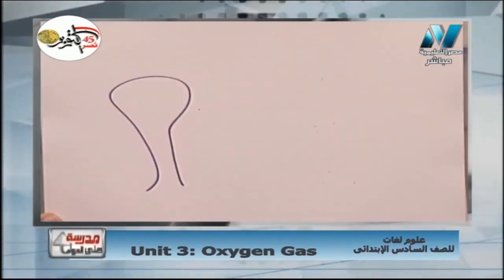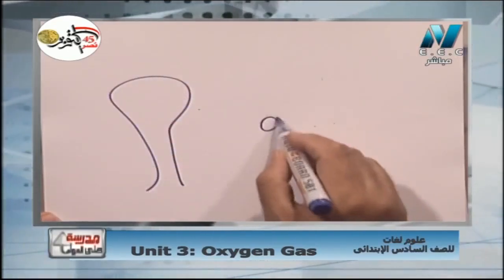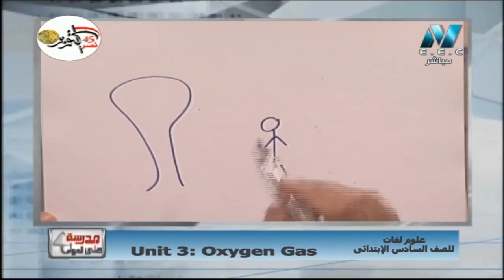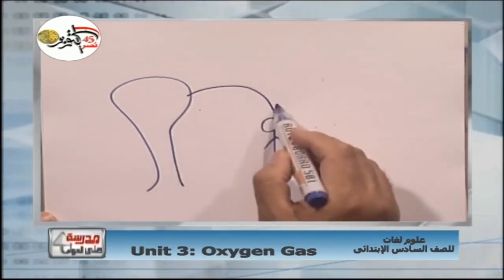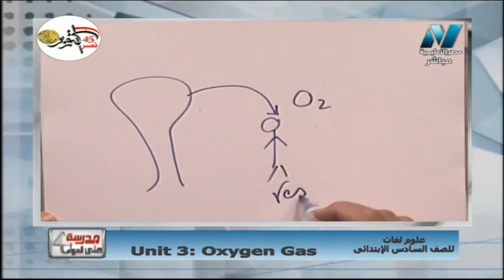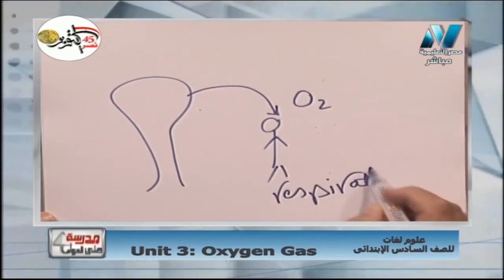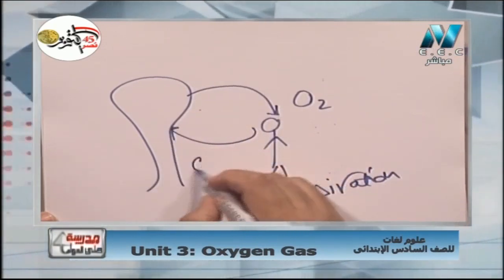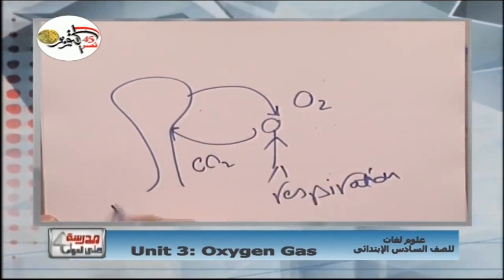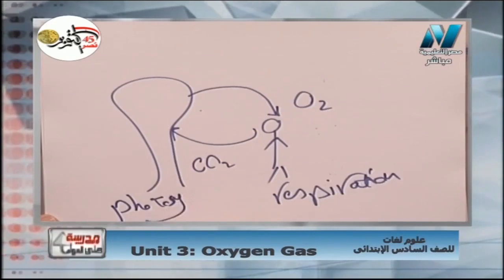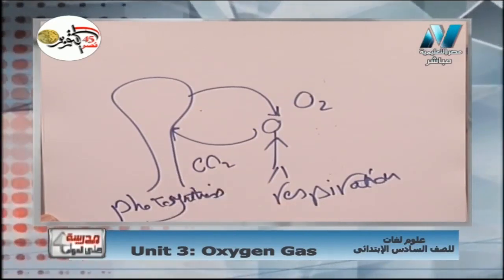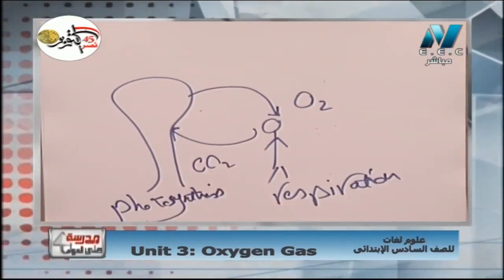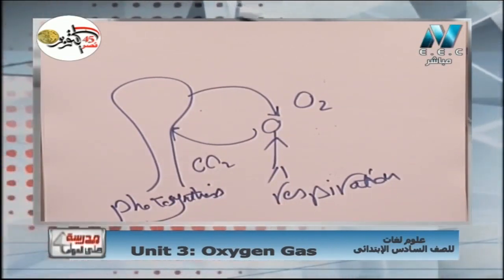So I can draw a very simple drawing for that. If there are some plants in the environment like trees and there is another person like that, the person takes what? Takes oxygen gas in respiration. I take oxygen in the process of breathing. So the plant gives me oxygen and takes from me carbon dioxide gas in what? Photosynthesis process.